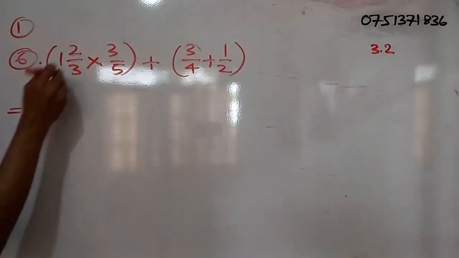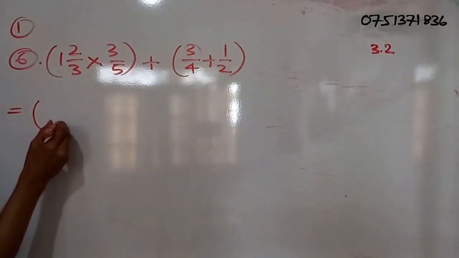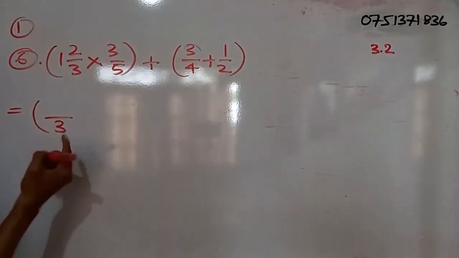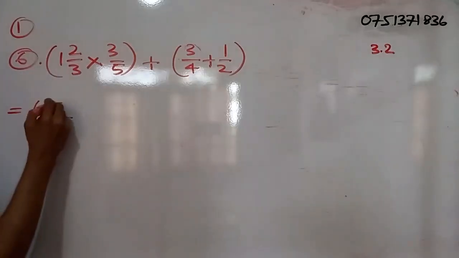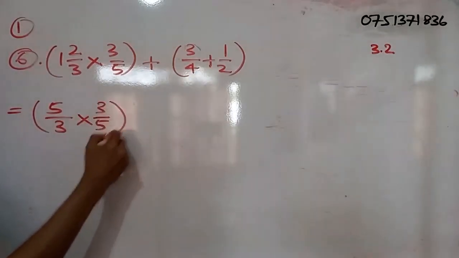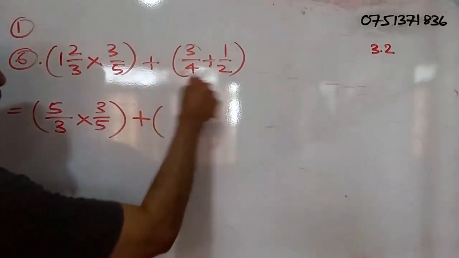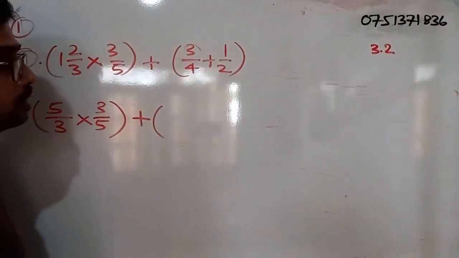So here this mixed number I have to convert into what? Improper fractions. So the denominator will be 3. 3 times 1 that is 3. Add the 2 it becomes 5. And 3 by 5. Plus here we have to add the fractions.